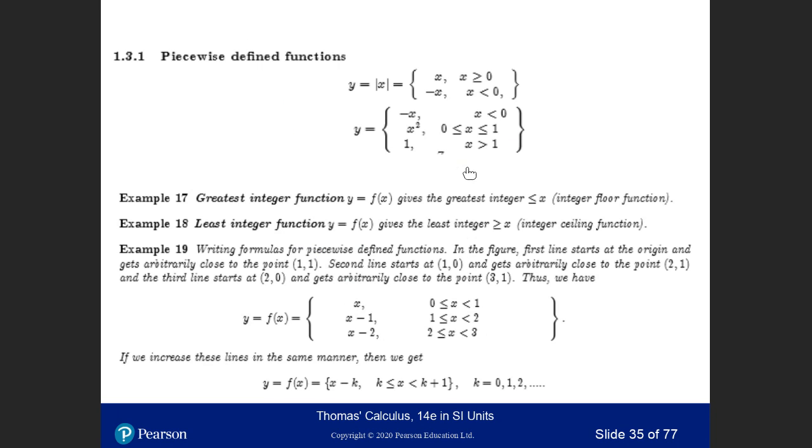Okay, so there is a function which is used frequently. It's called the greatest integer function or integer floor function. Now, y is equal to f of x in this case gives the greatest integer less than or equal to x. So y has integer values, okay? And that value is the greatest integer less than or equal to the given x. Let's look at the graph of this function.